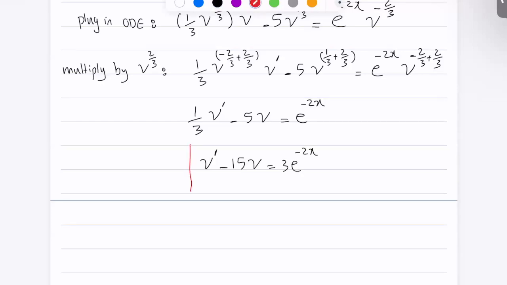So now let's look at this differential equation. What's happening here? If you look at this closely, this is a linear equation, a first order linear differential equation.